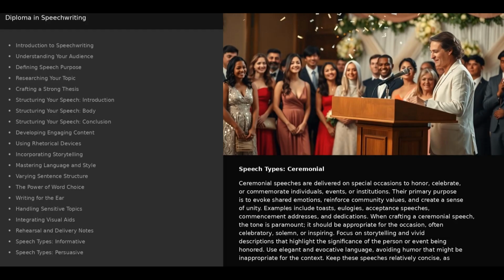Keep these speeches relatively concise, as their impact often comes from their emotional resonance rather than extensive information. The goal is to create a memorable and heartfelt tribute that resonates deeply with the audience. A well-delivered ceremonial speech can solidify bonds and create lasting memories.